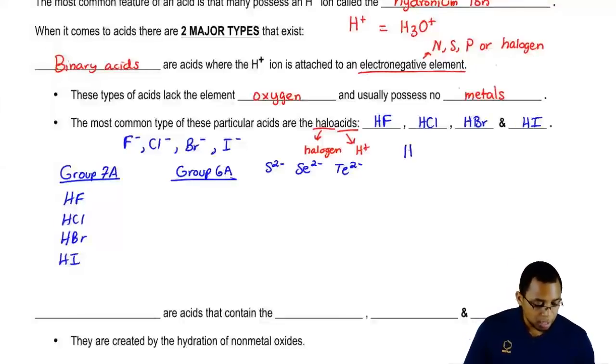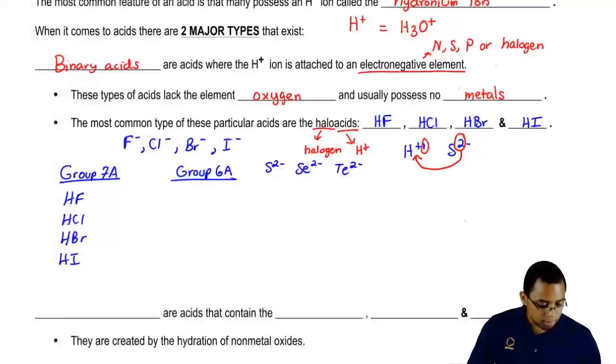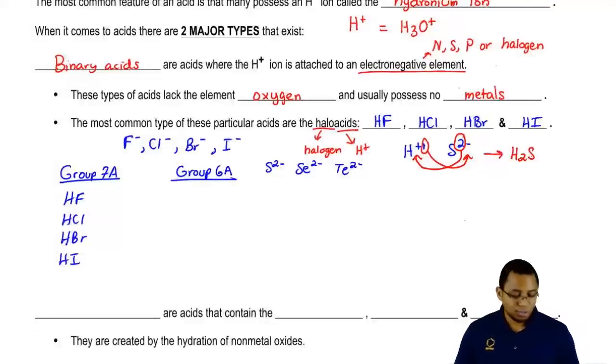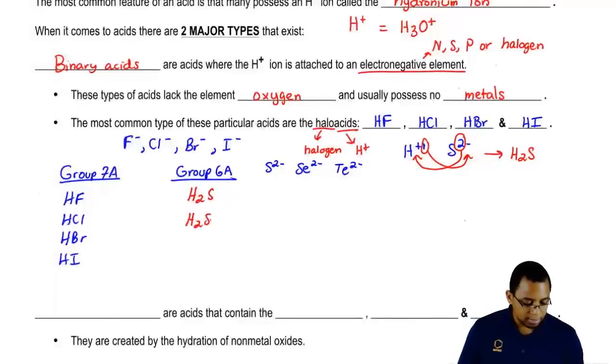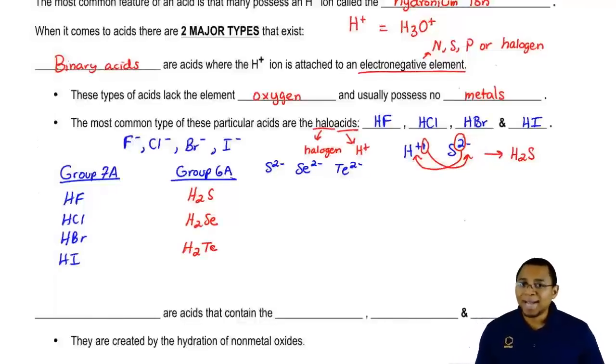So let's just remember what we learned about ionic compounds. How do we make them into compounds? Remember the charges. The numbers from the charges crisscross to give us our compound. Okay. So we'd have H2S, H2Se, H2Te. So these will be your binary acids that are common to group 6A.